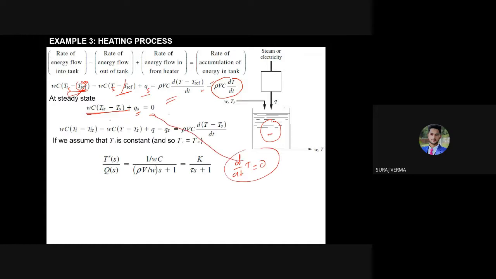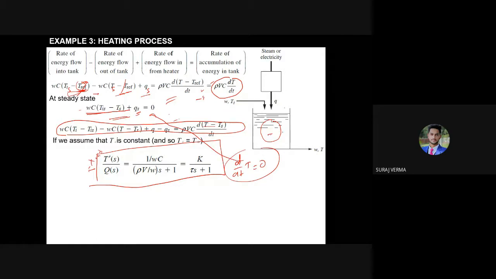So the equation is very simple. And when you subtract equation number 2 from equation number 1, you get this equation. After applying the Laplace transform on the system, you get the transfer function like this: T dash upon Qs. T dash means the temperature accumulated in the system, whatever the heat is applied. So your ultimate control is to control the steam, by which you can control the temperature inside the system or the tank.